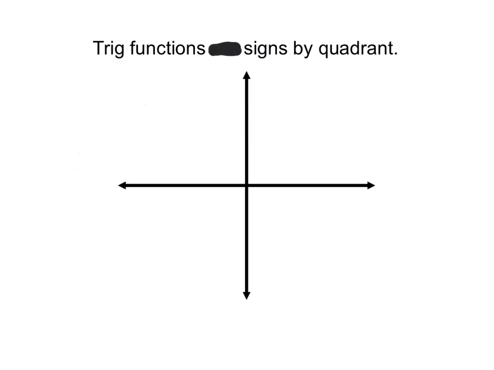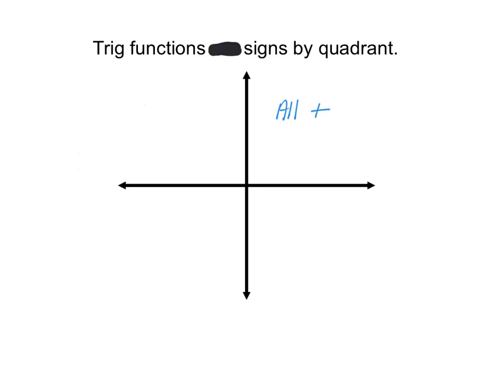Trig function signs by quadrants. It's important to know the sign of a trig function in each quadrant. Now, if you think about what each trig function represents, you can easily tell whether it would be positive or negative. Remember, r is always positive. So every single trig function that we know is positive in the first quadrant because x and y are positive and r is always positive.